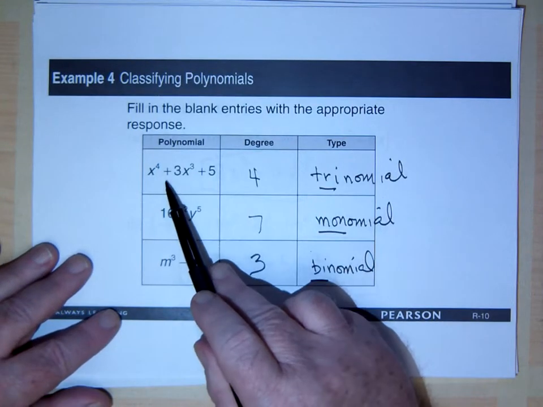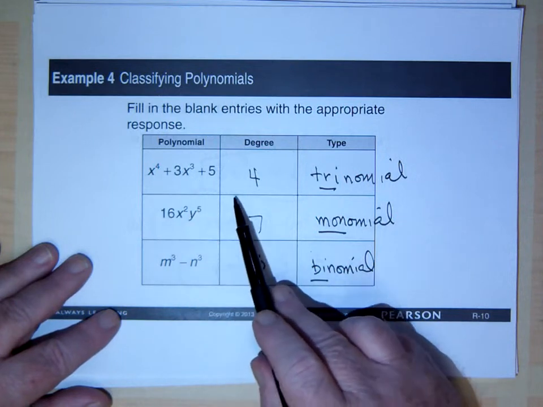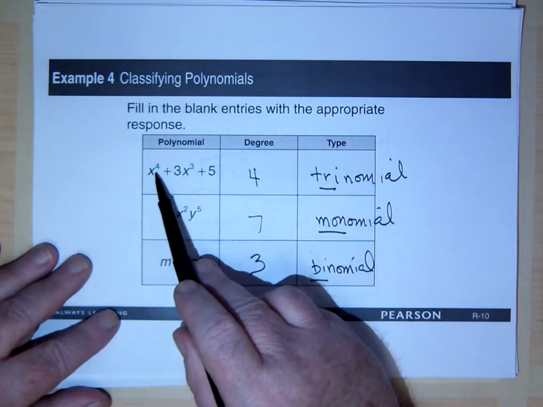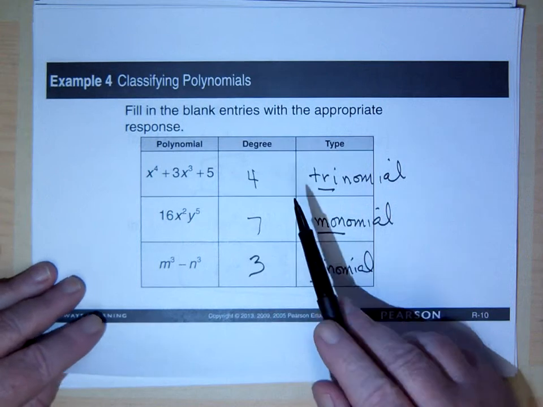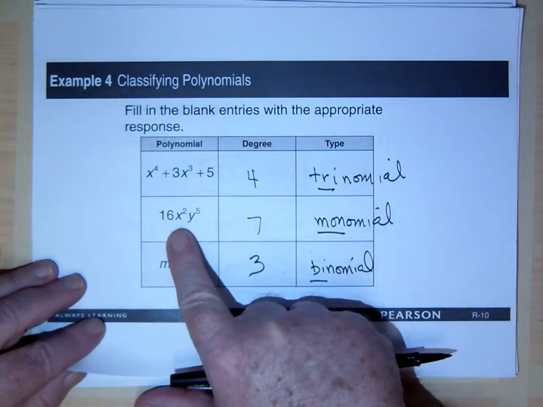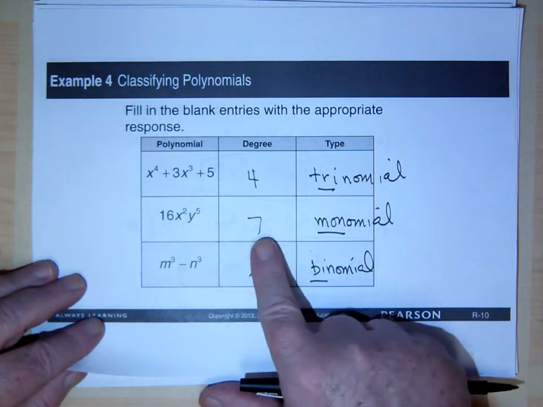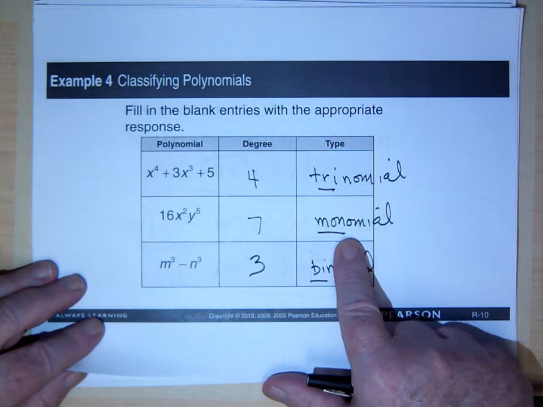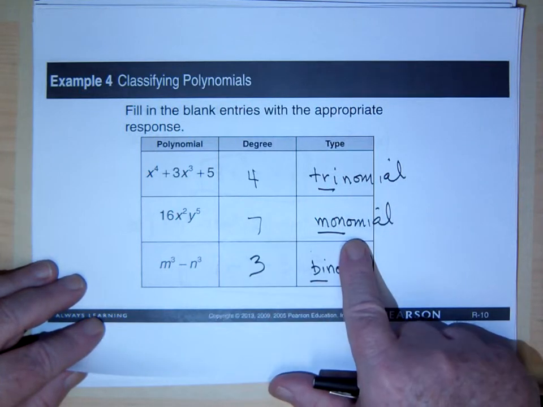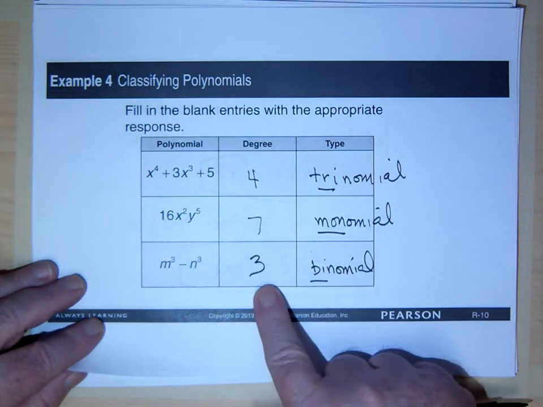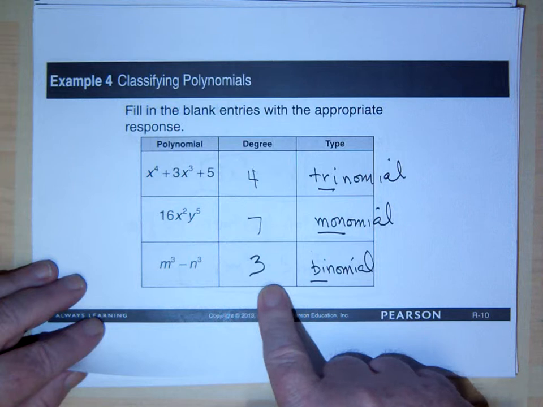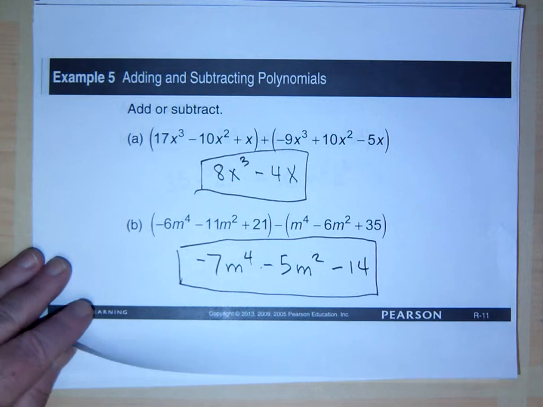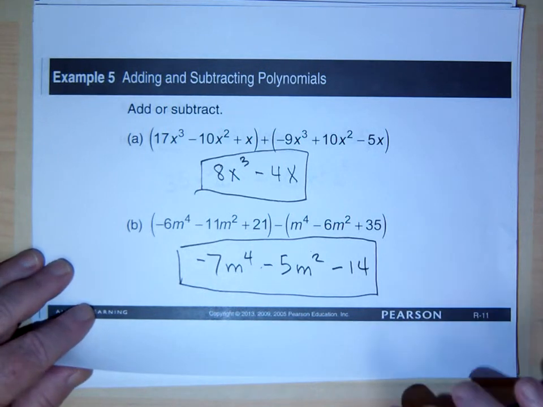So here we have two plus or minus signs, and so I have three terms called a trinomial. The highest degree I see is 4, so the degree of the polynomial is 4. Here, the sum of the exponents on the variables is 7, and it only has one term, a monomial, like a monorail, and so the degree is 7. Here, both terms are degree 3, so the degree is 3, and I have two terms, so it is a binomial, like a bicycle.